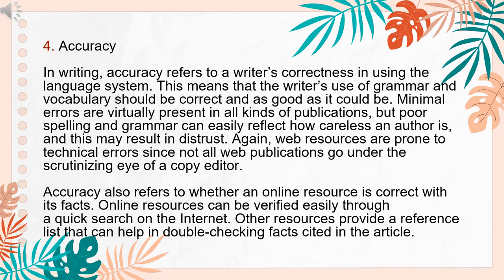Accuracy. In writing, accuracy refers to a writer's correctness in using the language system. This means that the writer's use of grammar and vocabulary should be correct and as good as it could be. Minimal errors are virtually present in all kinds of publications, but poor spelling and grammar can easily reflect how careless an author is, and this may result in distrust.